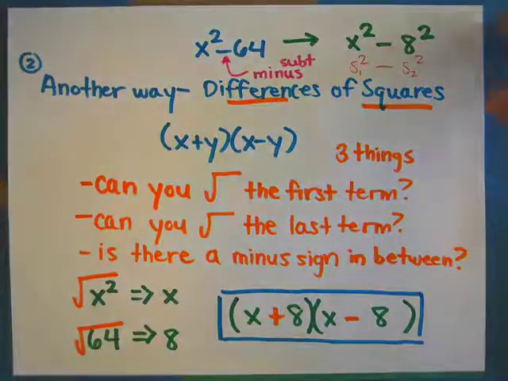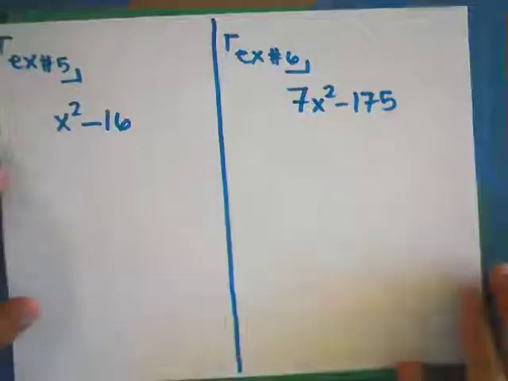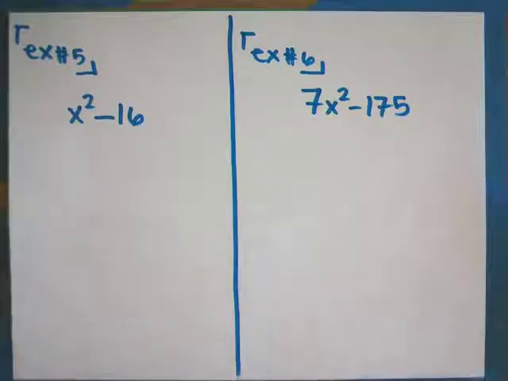Okay, well, I think that was a longer explanation than I had thought. Let's just do the last 2 examples, and then I'll give you guys 6 practice problems to do. Okay, example number 5, I'm going to do it the first way: x squared minus 16.